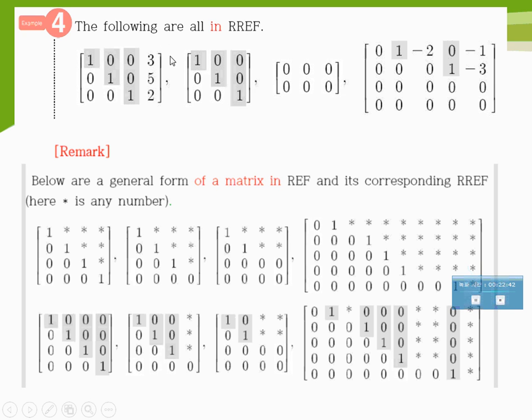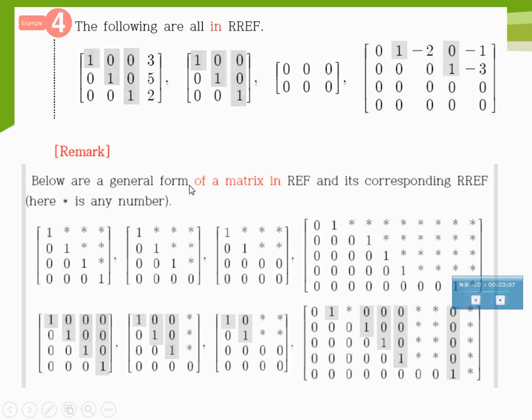And these are examples of RREF. There are leading ones here, and above the leading ones are all zeros. These are the examples of REF. Leading one above 0, leading one above 0. These are okay. This can be any values. And all the 0 rows are on the bottom.